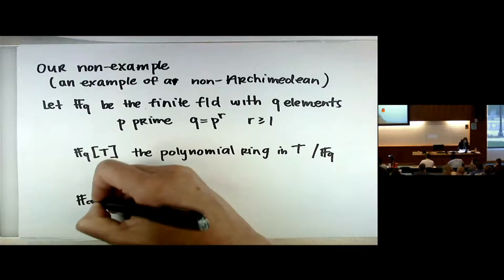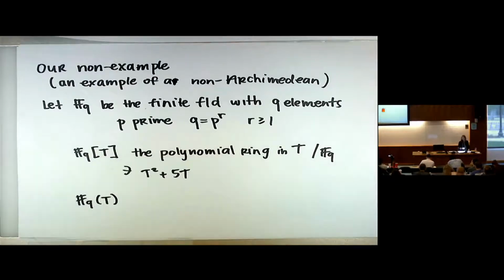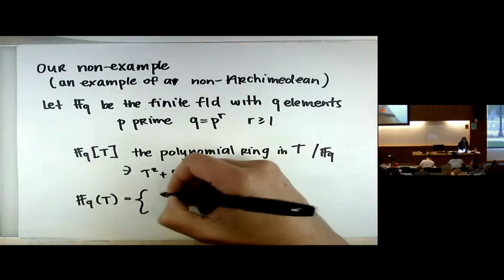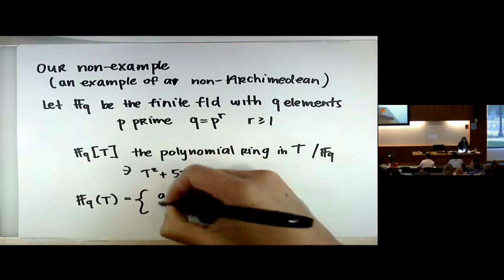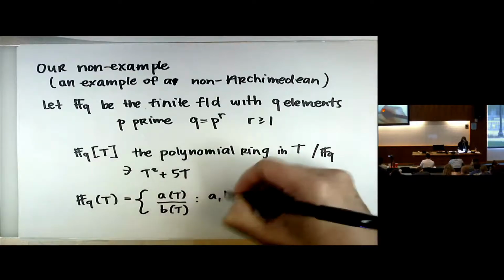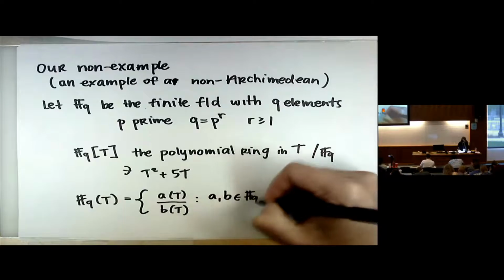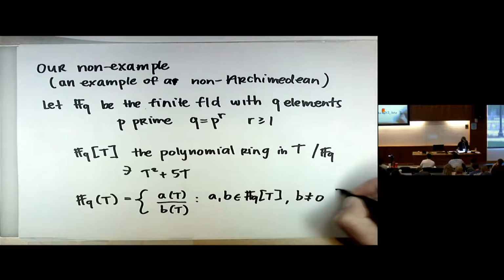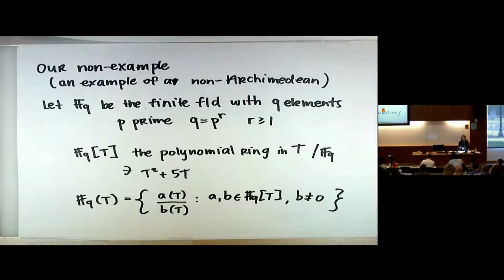The field is going to be FQ round brackets T, which is, right, all ratios A of T divided by B of T, where A and B are polynomials. And of course, B is non-zero. Okay, weird stuff's going to happen, but we're not going to divide by 0. Okay, so that's our field.